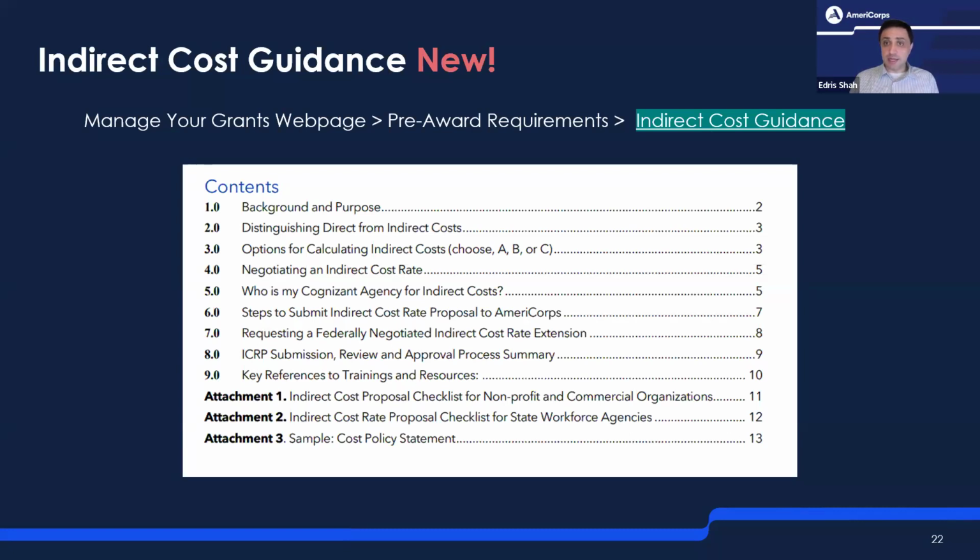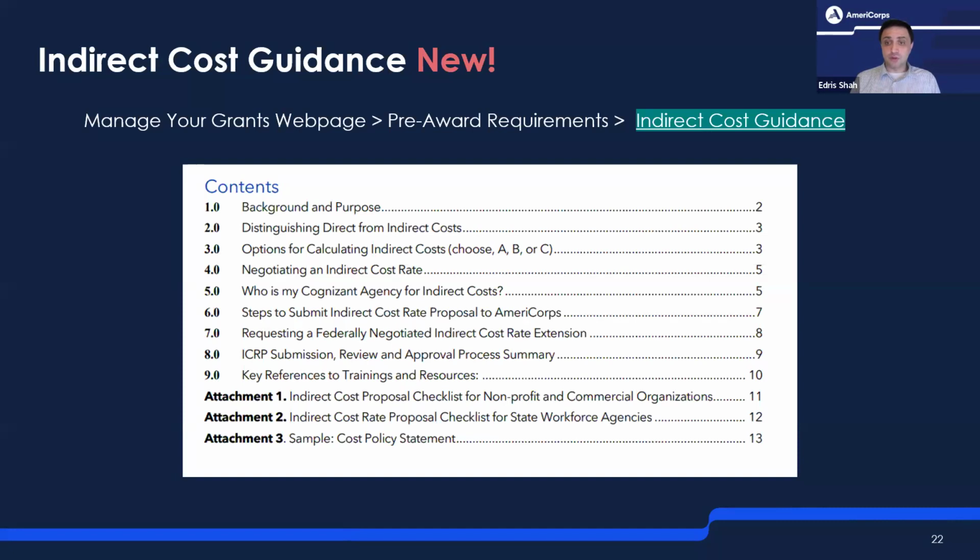So this new guidance, I've just pasted a snapshot of the table of contents. As you can see, it provides step-by-step guidance starting from distinguishing between direct and indirect cost rate, what options are available for your organizations to choose from when it comes to indirect cost rate, like how do you calculate your indirect cost rate in detail. It specifies all these options that are available to you.